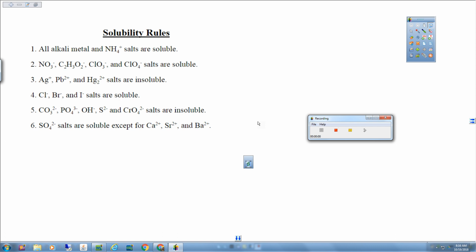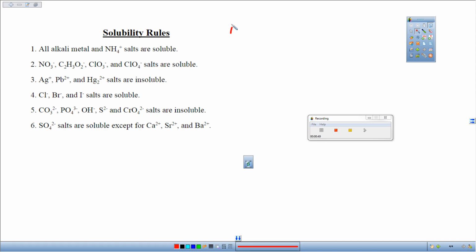Let's take silver chloride. Here is silver chloride, and we want to know, is this soluble? You start with these rules, and you have to start with rule number one first. Is there an alkali metal, or is there NH4? The answer is no. Next, is there a nitrate, acetate, chlorate, or perchlorate salt? Are these anywhere in silver chloride? The answer is no. So we go to the next rule.